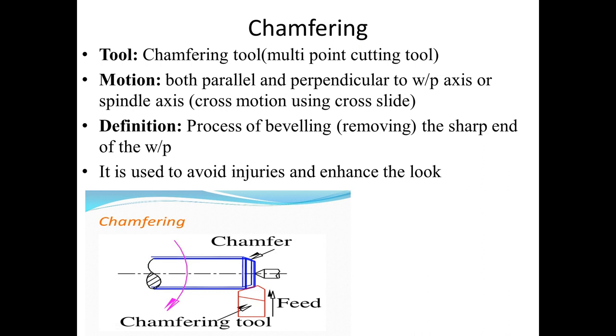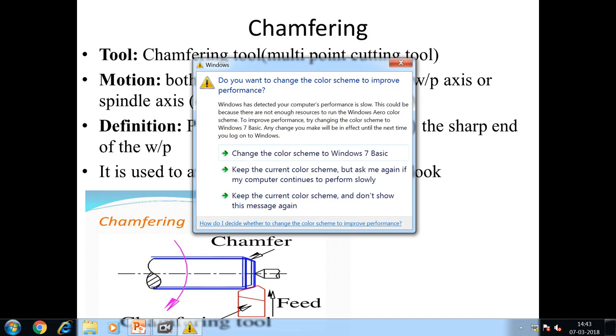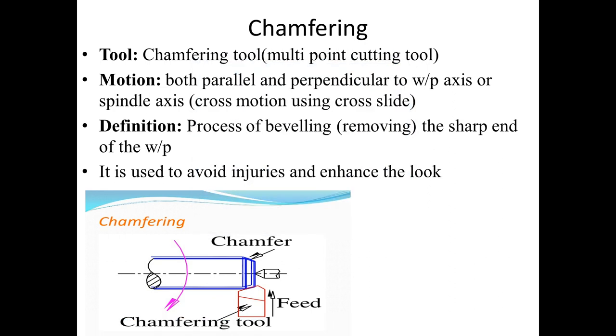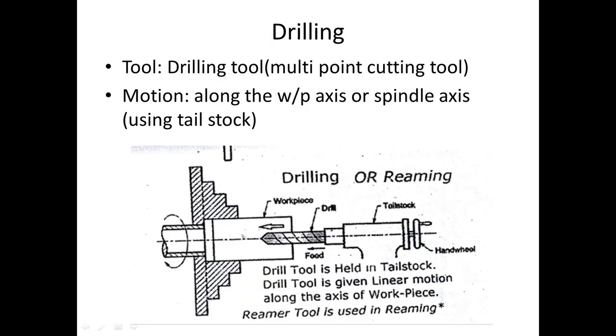Next operation is chamfering. It is again a similar multi-point cutting tool, where we need to chamfer the edges. Again, the reason we are using the chamfering operation is to avoid injuries and to enhance the look. So many times, to avoid injury from sharp corners on cylindrical workpieces, we do the chamfering operation by using a multi-point cutting tool. The motion is again the same. The feed is a cross feed to chamfer the edges.